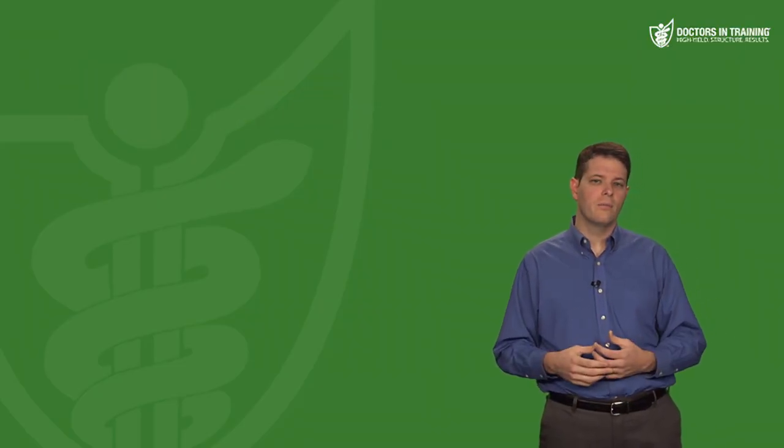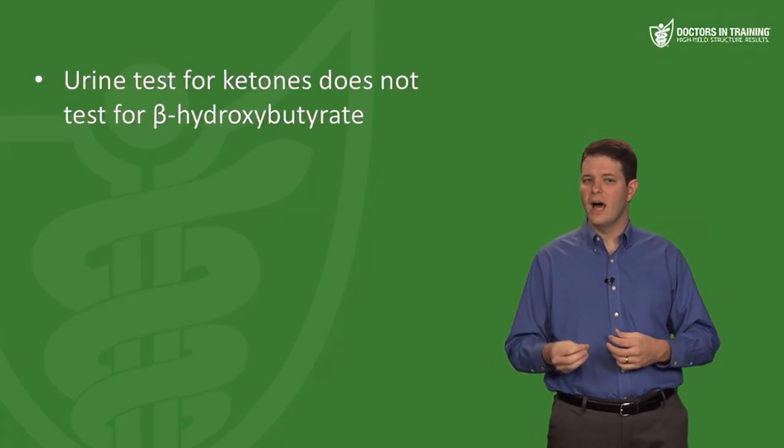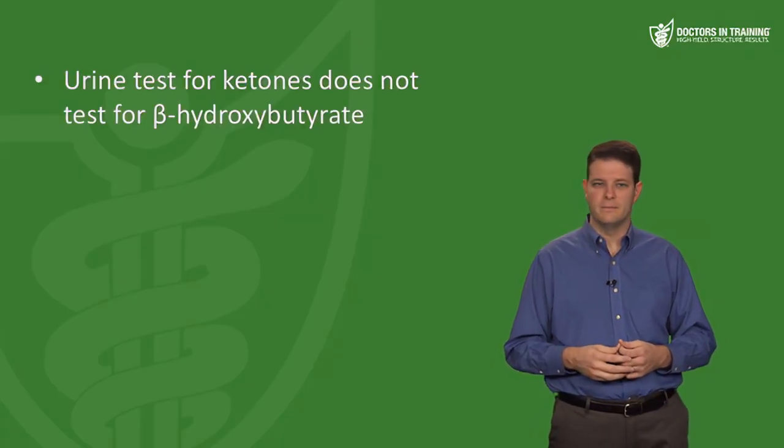Then another important point to know is that when you test for ketones in the urine of a DKA patient, you're actually only testing for acetoacetate. The urine test for ketones does not test for beta-hydroxybutyrate.